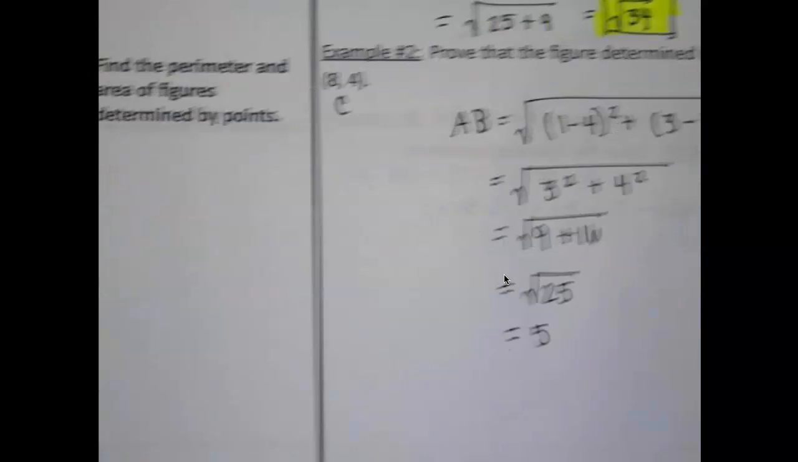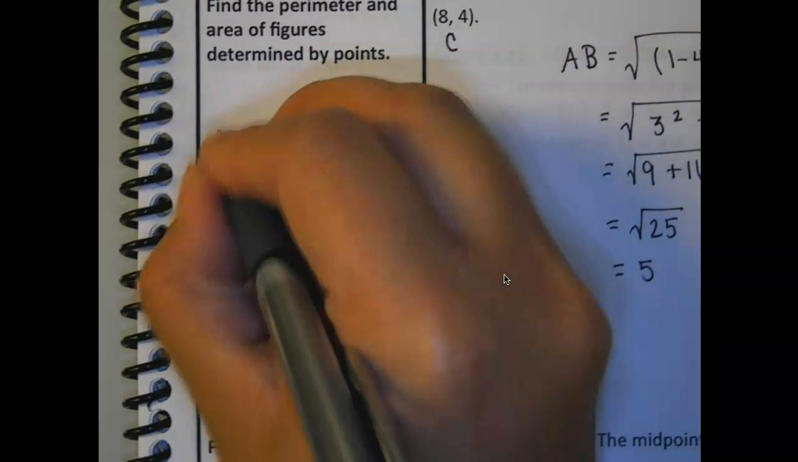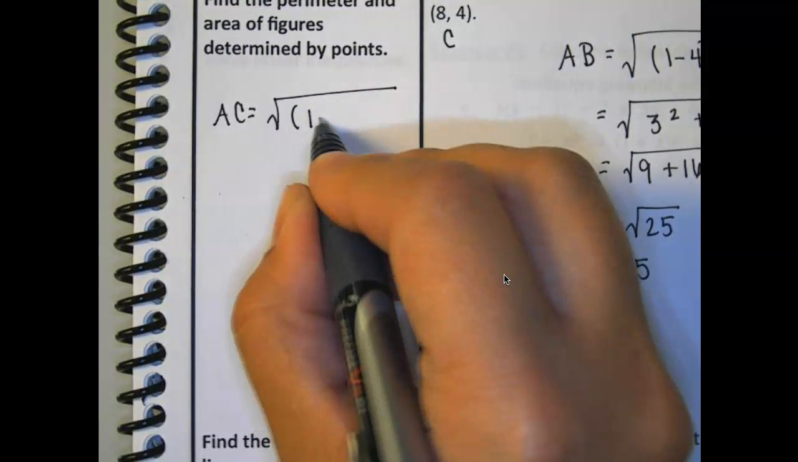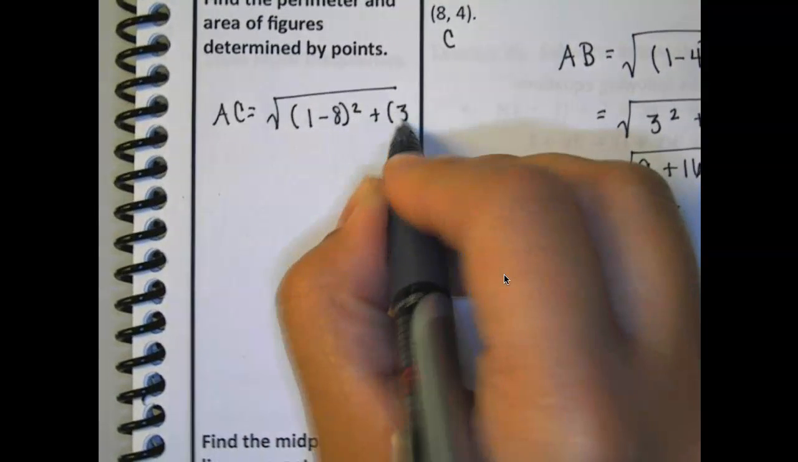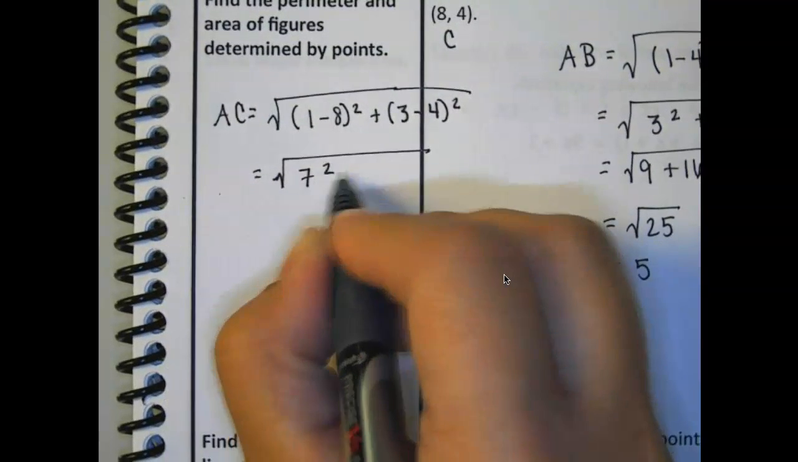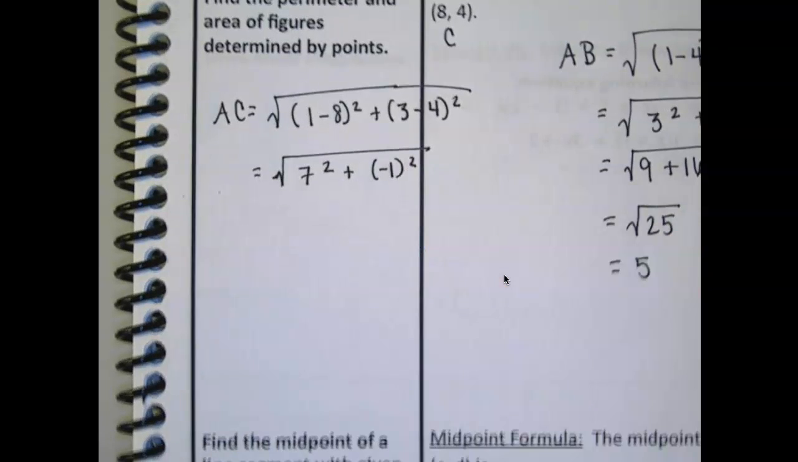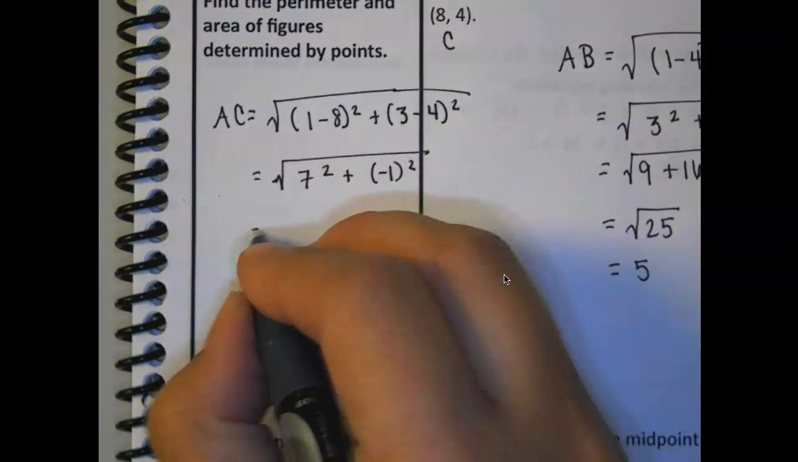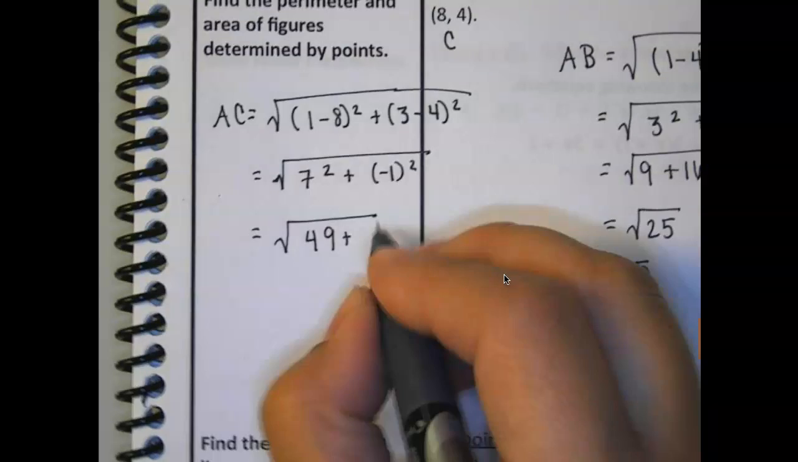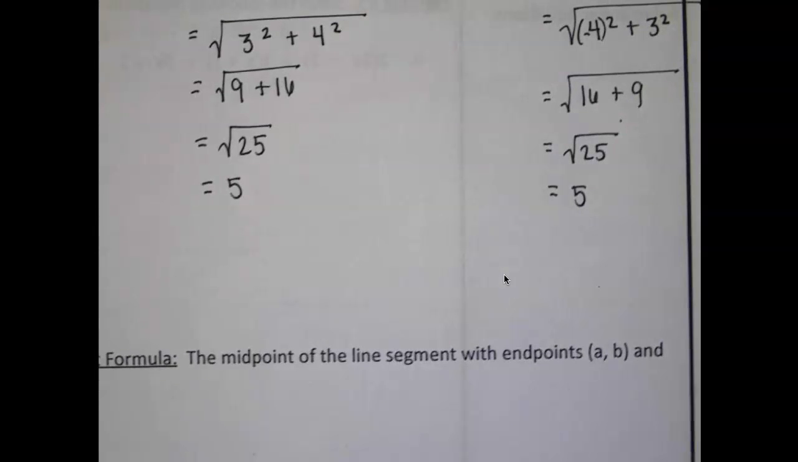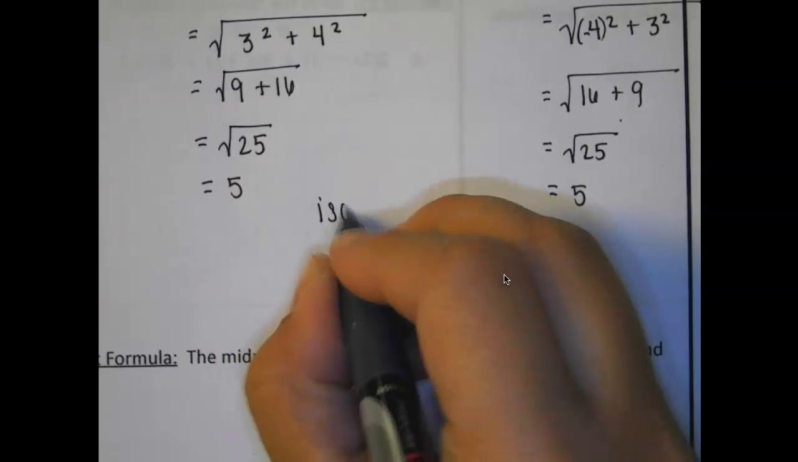I'm going to come over here. AC, I've got 1 minus 8 squared plus 3 minus 4 squared. 7 squared plus negative 1 squared. Without solving it, you could already see that you're not going to get the square root of 25. This is going to be 49 plus 1. So you have 2 congruent sides and 1 side that's different. That means it's going to be isosceles.